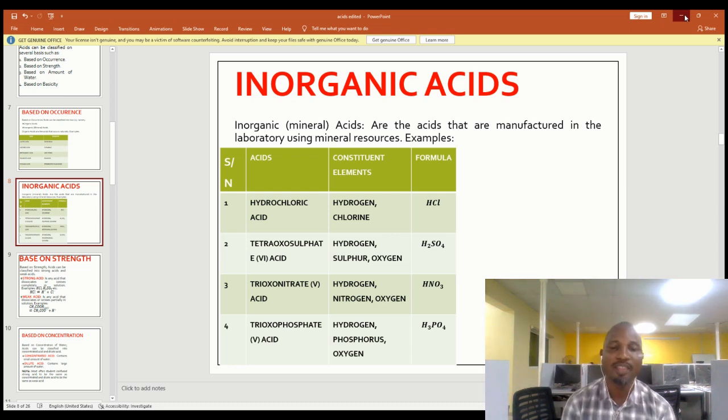HNO3 is the formula. Then we have tetraoxophosphate 5 acid containing hydrogen, phosphorus, and oxygen. And the formula is H3PO4. Now we are going to look at another classification of acid on another basis, and that is going to be based on strength.